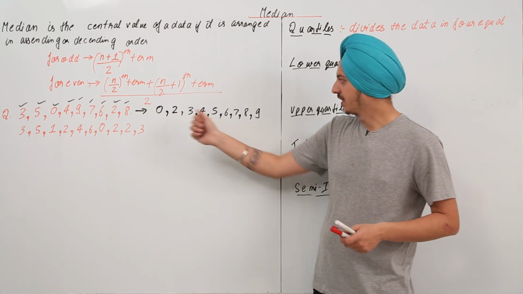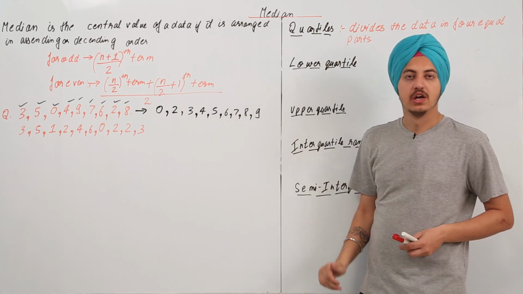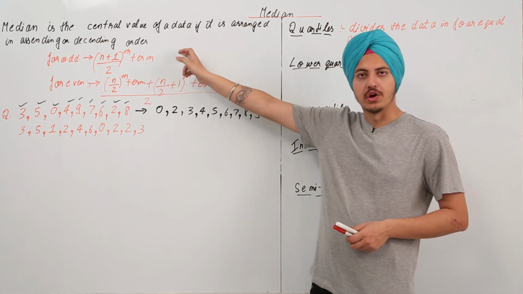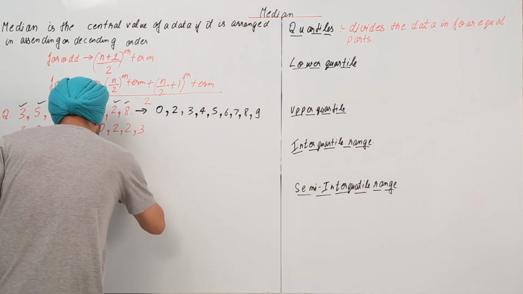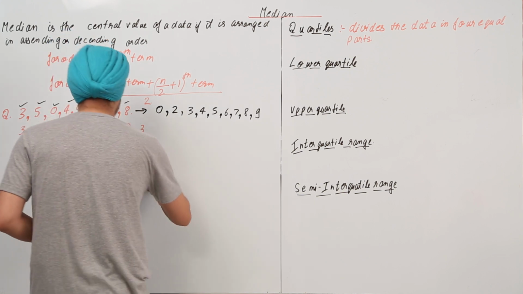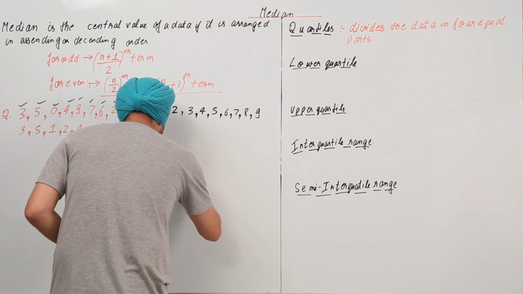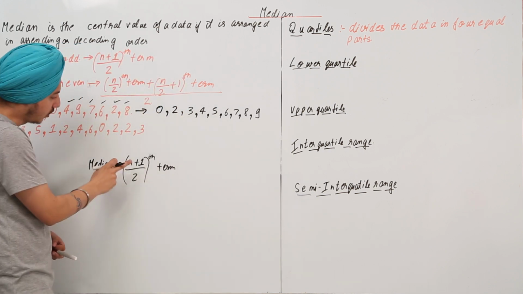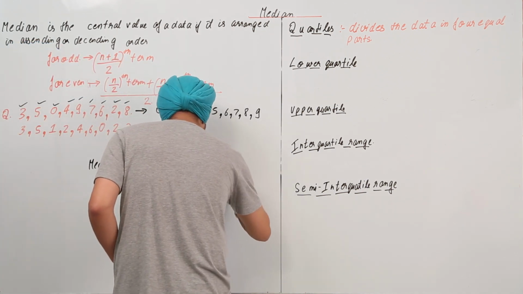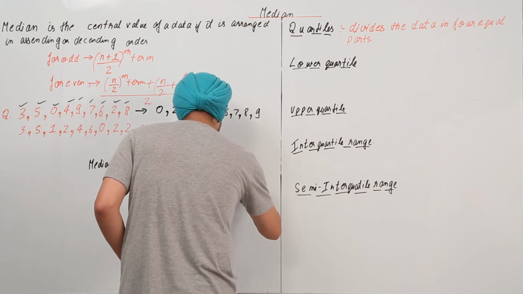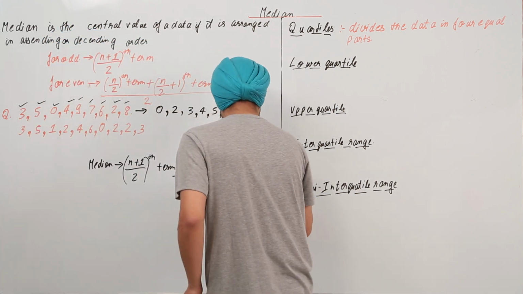So how many numbers are there? 1, 2, 3, 4, 5, 6, 7, 8, 9. Now if there are 9 numbers, the number of observations is odd. So how do we calculate? The median is the (n plus 1) divided by 2 term, right? So n is 9. That means over here the (n plus 1) by 2th term is equal to 10 by 2, that is equal to the 5th term, right?